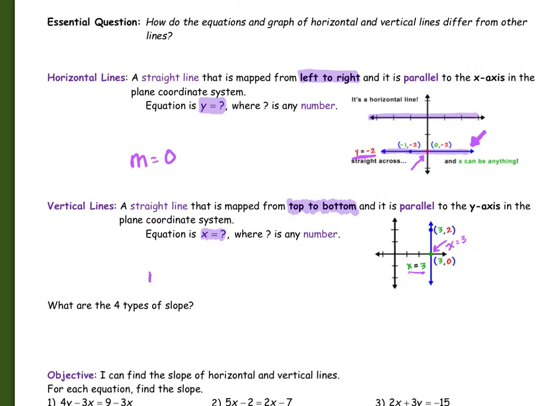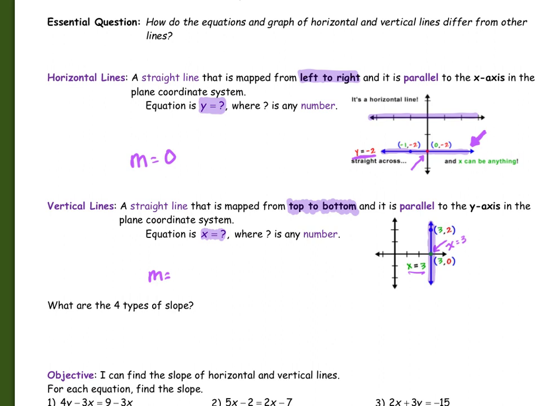And the slope for all vertical lines, because my vertical line is up and down, I mean, it's so steep, right? It's so steep that there's no way you could climb it. Or sometimes I think I say, what is the analogy I kind of use?